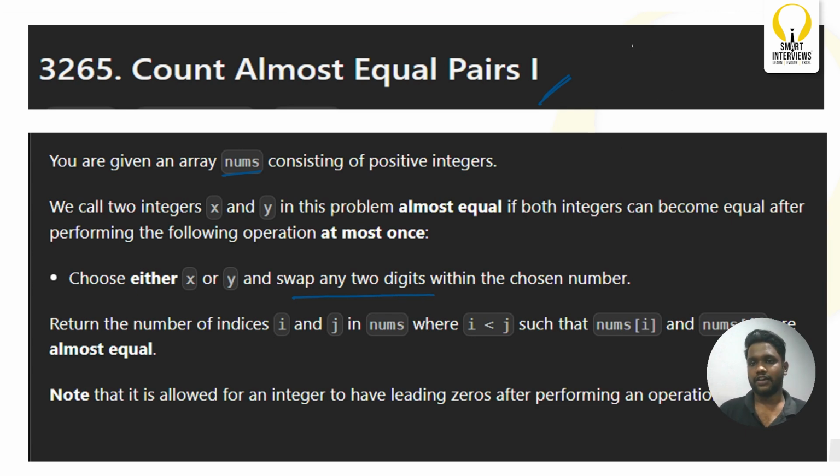For example, let's say I have this number 5421 as x, and y will be 5412. Now if I just swap 2 and 1 in this value of x, so 1 will come here and 2 will come here. So now both are equal, right? So these numbers are almost equal. Okay, so our task is to return the number of indices i and j where i is less than j and nums of i and nums of j are almost equal. That is the question given to us.